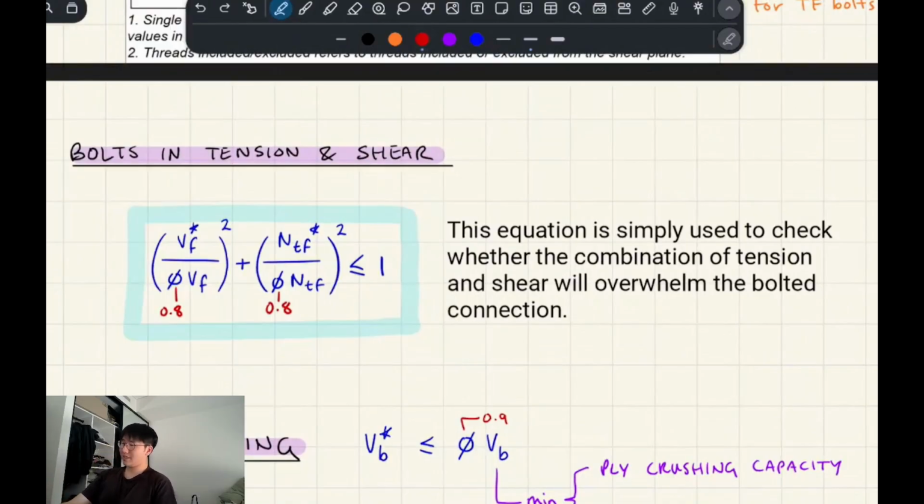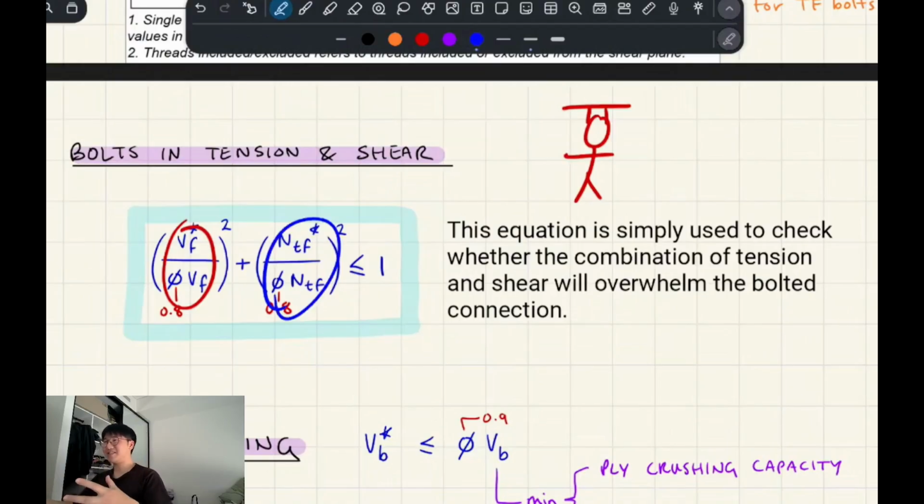Let's get an example. Imagine this is you, and you have uni, but you also have a full-time job. So you're doing 3 subjects at uni, and you also have to work 5 days a week. What I'm trying to say is you have a certain capacity for the amount of days you can work, but you also have a capacity for the amount of uni you can do in a given week. These two factors combined will overwhelm you. The same thing happens with bolts in tension and shear.